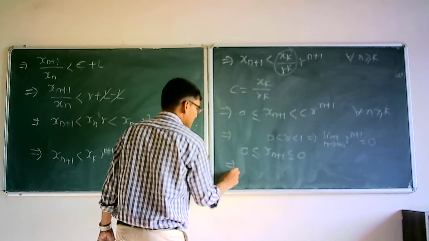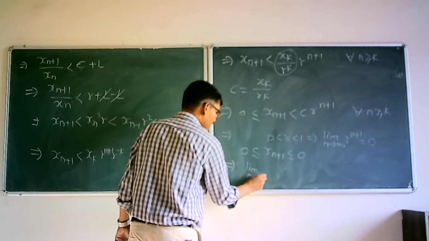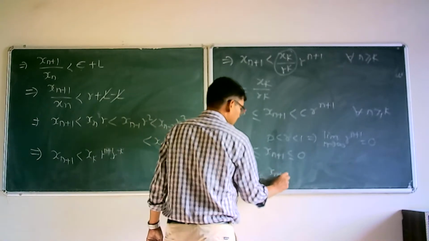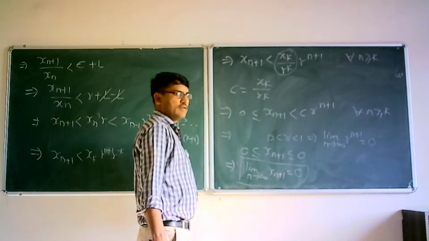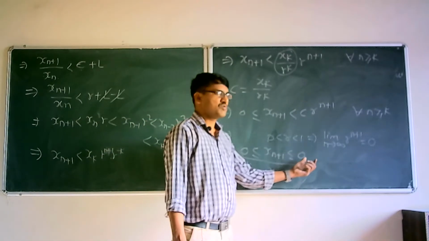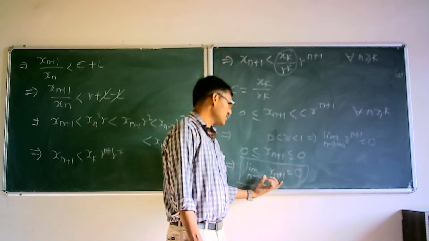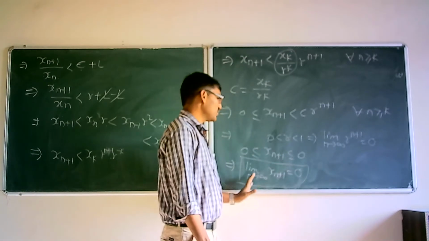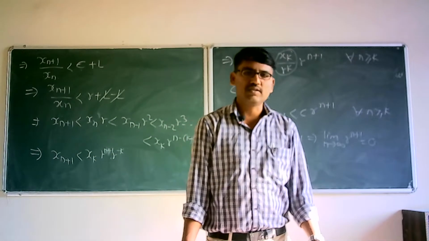What does this imply? This sequence converges to what? The limit as n tends to infinity of x_{n+1} converges to 0. Okay. If this sequence converges to 0, then by using the squeeze theorem, this sequence also converges to 0. But x_{n+1} converging to 0 implies what? x_n also converges to 0.